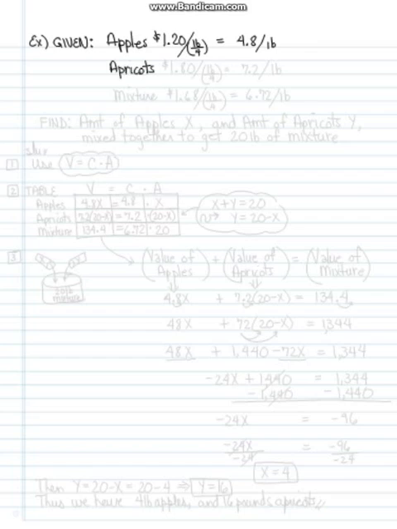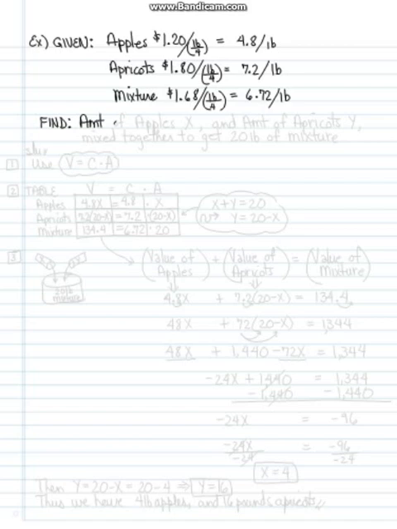Apricots are selling for $1.80 per quarter pound. Invert quarter pound and multiply: 1.8 times 4 per pound gives you $7.20 per pound. And a mixture of the two together is $1.68 per quarter pound. Convert that to per pound by inverting and multiplying, and you get $6.72 per pound.